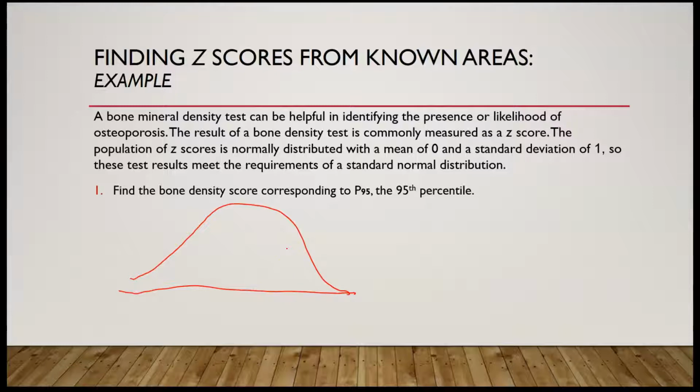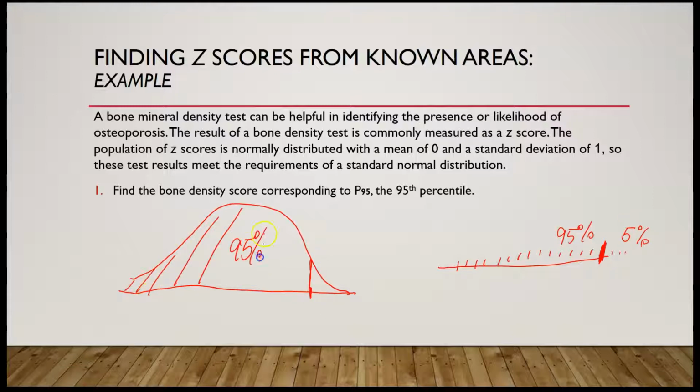Well, let's do a little flashback about the percentiles. Percentiles are measures of location, which divide a set of data into 100 groups with about 1% of the values in each group. The 95th percentile is the score that separates the lowest 95% from the highest 5%. So we will be looking for the area to the left of the z-score. Here's the 95% out of 100. We need to find the z-score.